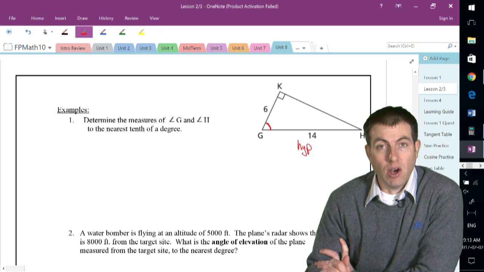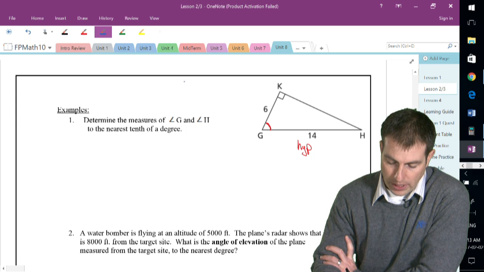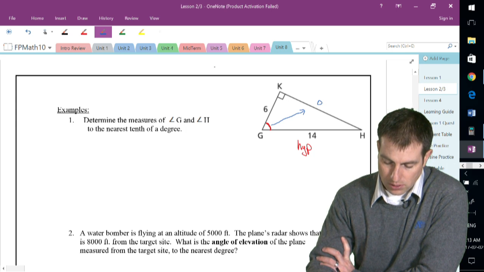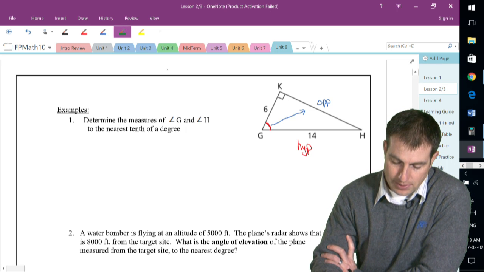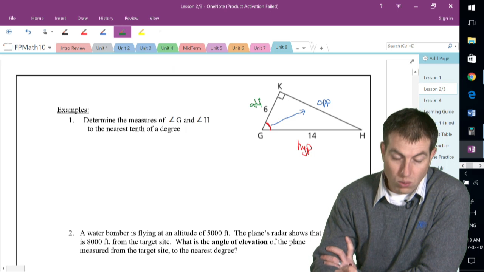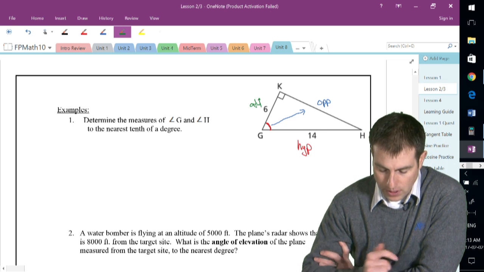Then I need to label my opposite and my adjacent. So if I am starting from angle G, if I go straight across my triangle, I have my opposite, and the side that forms the angle with my hypotenuse is the adjacent.